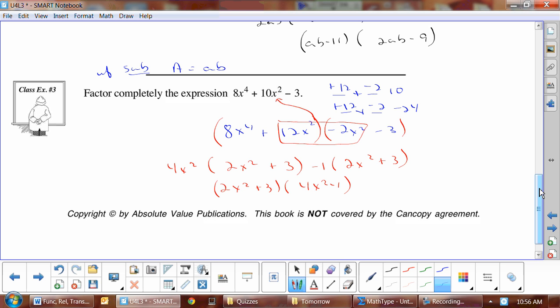So why is this one a gooder? Is it any different than the rest? Yes, it is. I'm not done. Can I factor 2x squared plus 3? Can I factor 4x squared minus 1? They're both perfect squares. They are a difference of squares. So this would be 2x squared plus 3. This would be 2x minus 1, 2x plus 1. Okay?